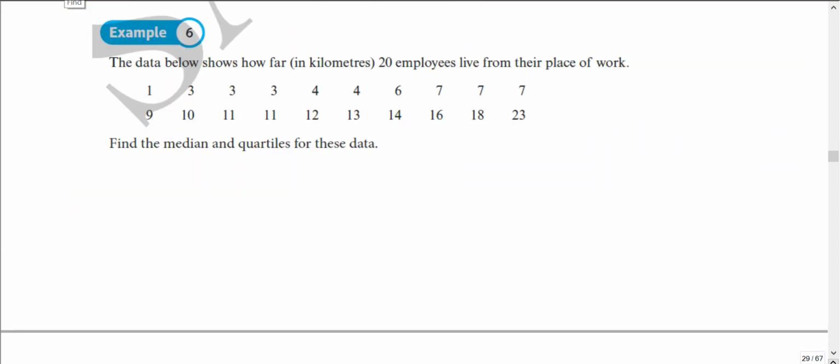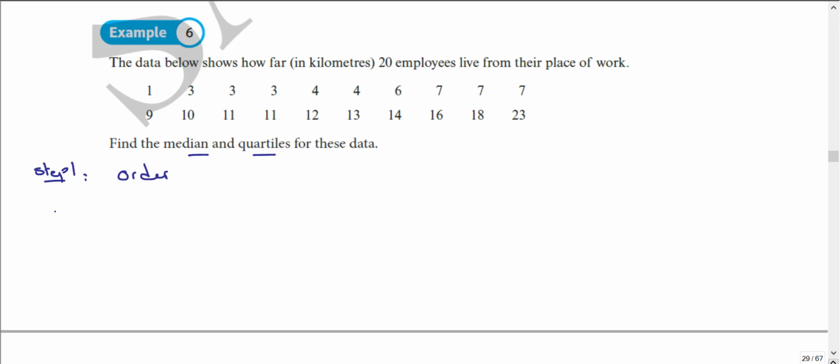Now pay good attention to what I'm going to say. If we want to find the median or quartiles, the first step is to order the data. Put them in order. The good thing here is that they are already in order. Just list them. If they are in order, it's fine.